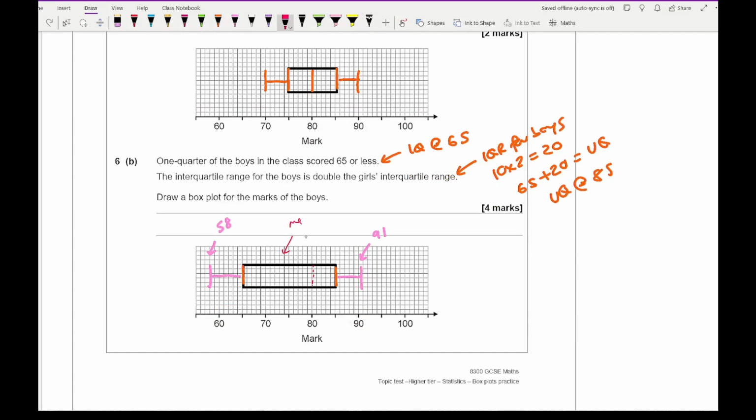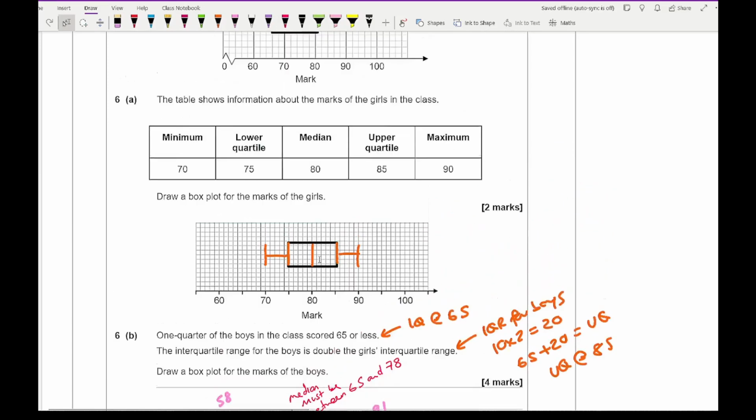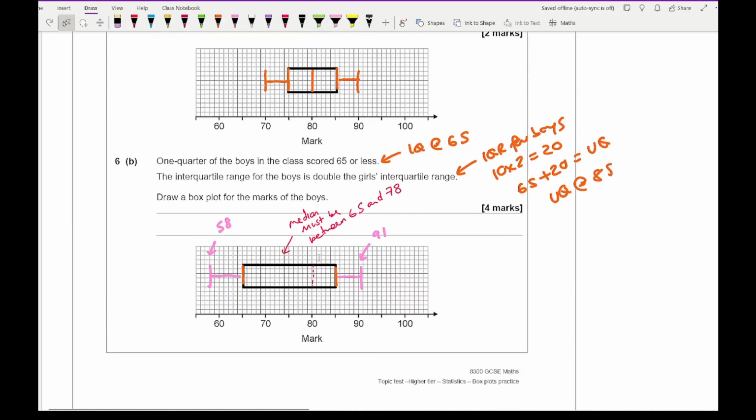So let me just write, median must be between 65 and 78. Sorry, 80, that should be. So I've picked out 78. So anywhere in this region here is where the median should be, but you definitely do need to write down that median, even though the information's not been given, and this is one of the reasons why it's worth 4 marks. So if I just pick a random place, that would be absolutely fine.